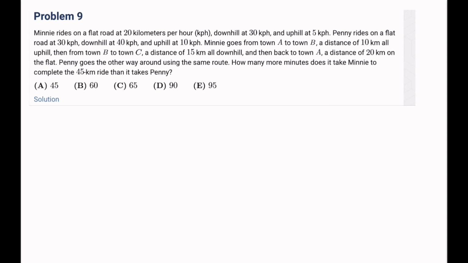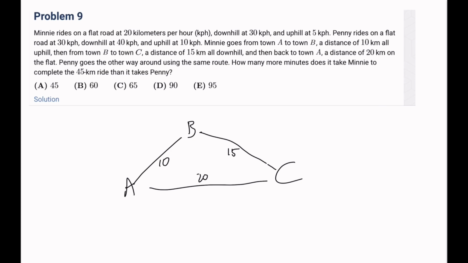Okay, so first let's construct this route. So we have A, B, C, right? And so A to B is 10 kilometers, B to C is 15 kilometers, and A to C is 20 kilometers, right? And so first, Minnie's time. Minnie goes flat at 20 kilometers per hour, downhill at 30 kilometers per hour, and uphill at 5 kilometers per hour. Time is distance over speed, so this took 1 hour, and this took half hour, and this took 2 hours, right?